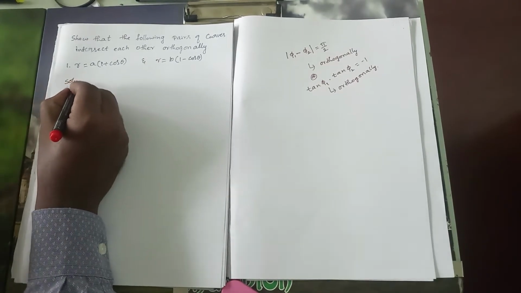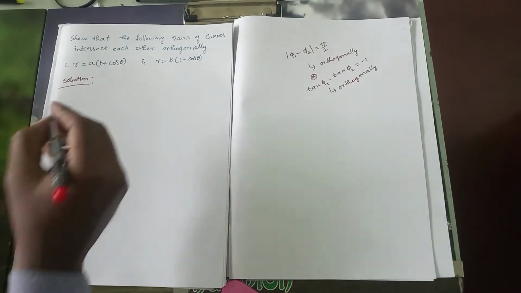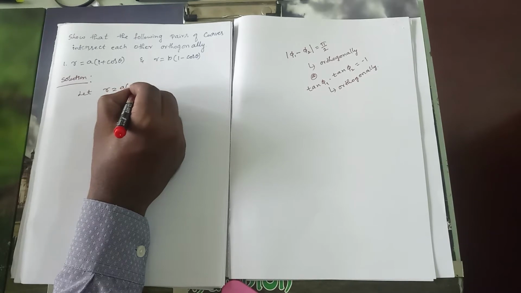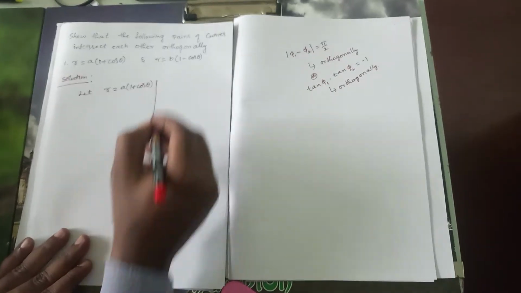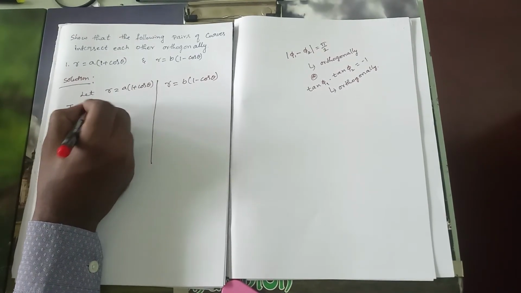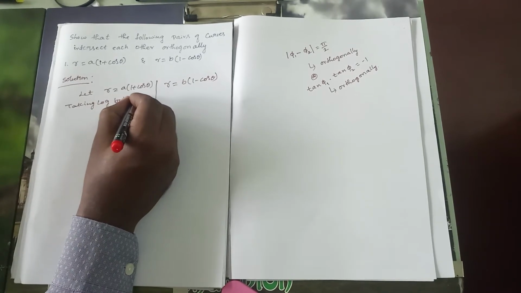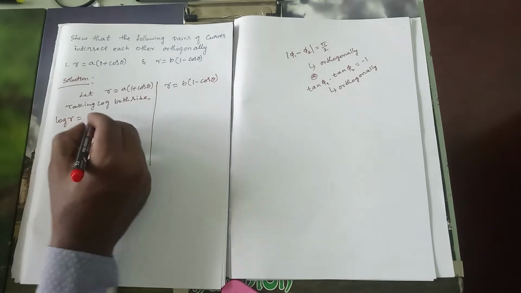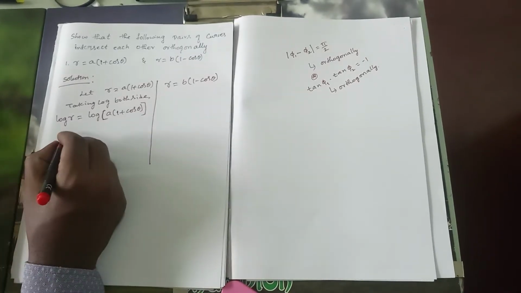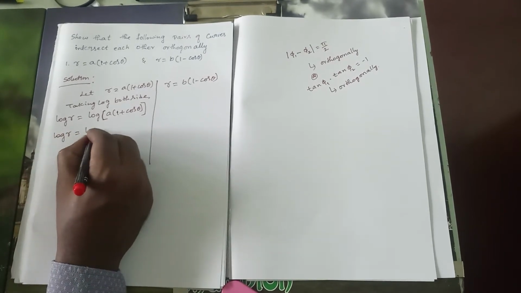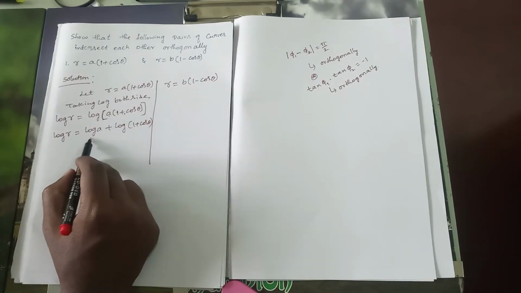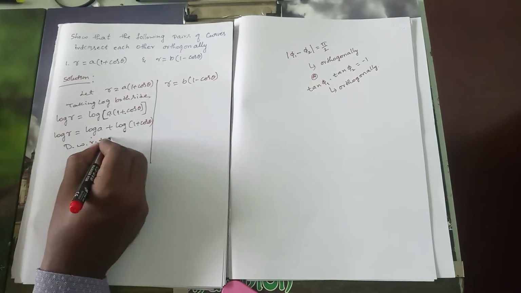Solution. Here, let r equals a into 1 plus cos theta, and another curve r equals b into 1 minus cos theta. So taking log on both sides, we get log r equals log of a into 1 plus cos theta. So now here log r equals, this can be written as log a plus log of 1 plus cos theta. So I am taking this one as b and this one as a. Log a into b is log a plus log b. So now differentiate with respect to theta.